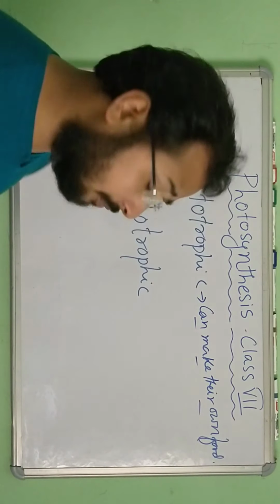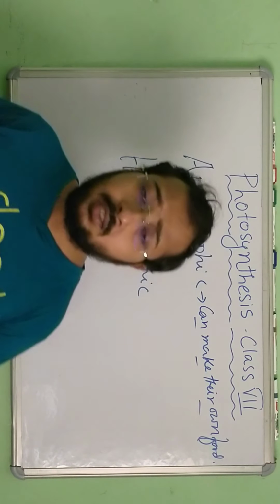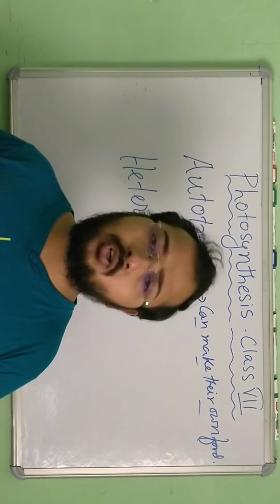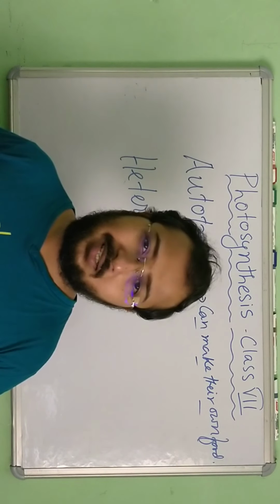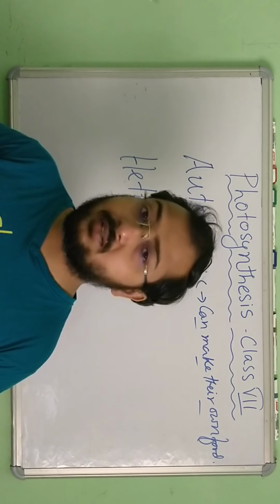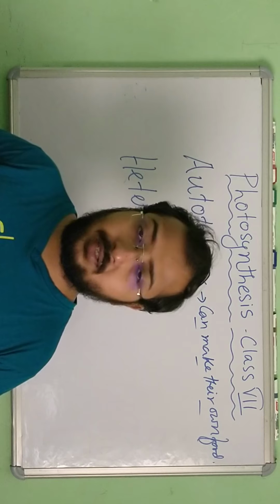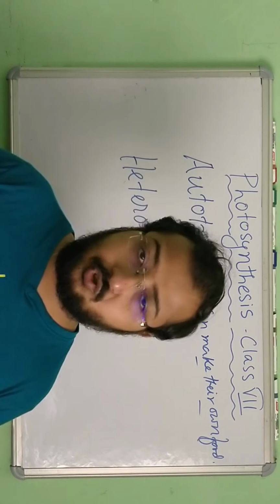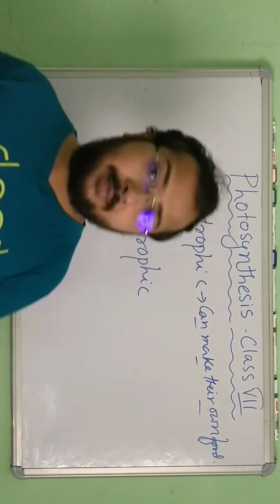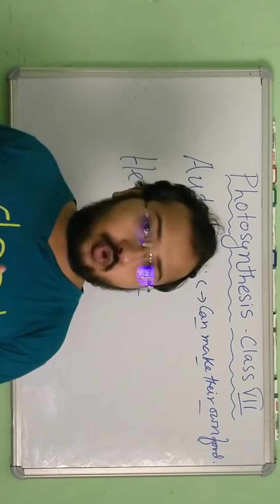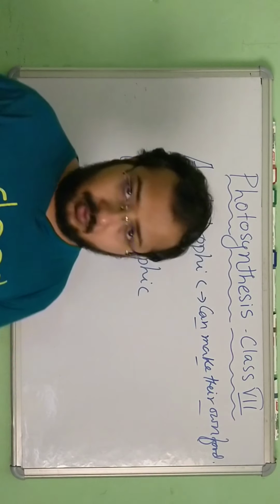But apart from the plants, one more piece of information is that there are some bacteria which can also make their own food. Because they have chlorophyll, we know that chlorophyll is the most important chemical component or pigment required for photosynthesis to trap the solar energy. The same pigment is also found in some bacteria. So those bacteria can also make their own food.